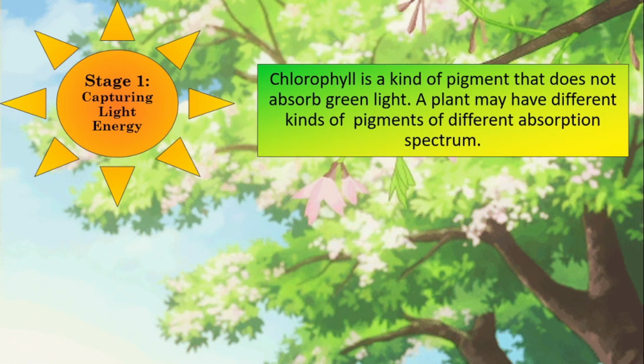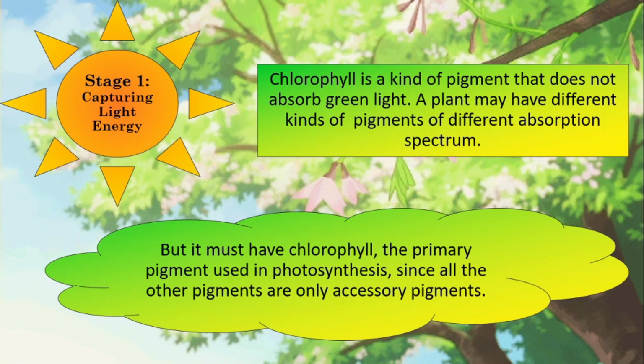When sunlight strikes your body, it is bombarded by all types of radiation coming from the sun. Do you know why most plants are green? It is because most of them contain chlorophyll. Chlorophyll is a kind of pigment that does not absorb green light. A plant may have different pigments of different absorption spectrum, but it must have chlorophyll, the primary pigment used in photosynthesis, since all other pigments are only accessory pigments.